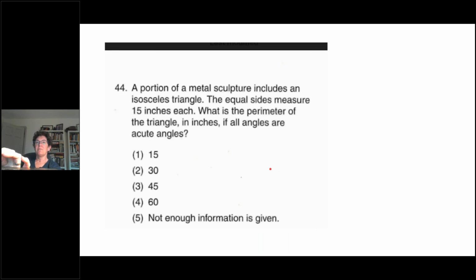So then these are some samples of GED questions that use formulas. So let's take a look and see if we can figure out what these are asking us. Which formula would we use? A portion of a metal sculpture includes an isosceles triangle. The equal sides measure 15 inches each. What is the perimeter of the triangle in inches if all angles are acute angles?